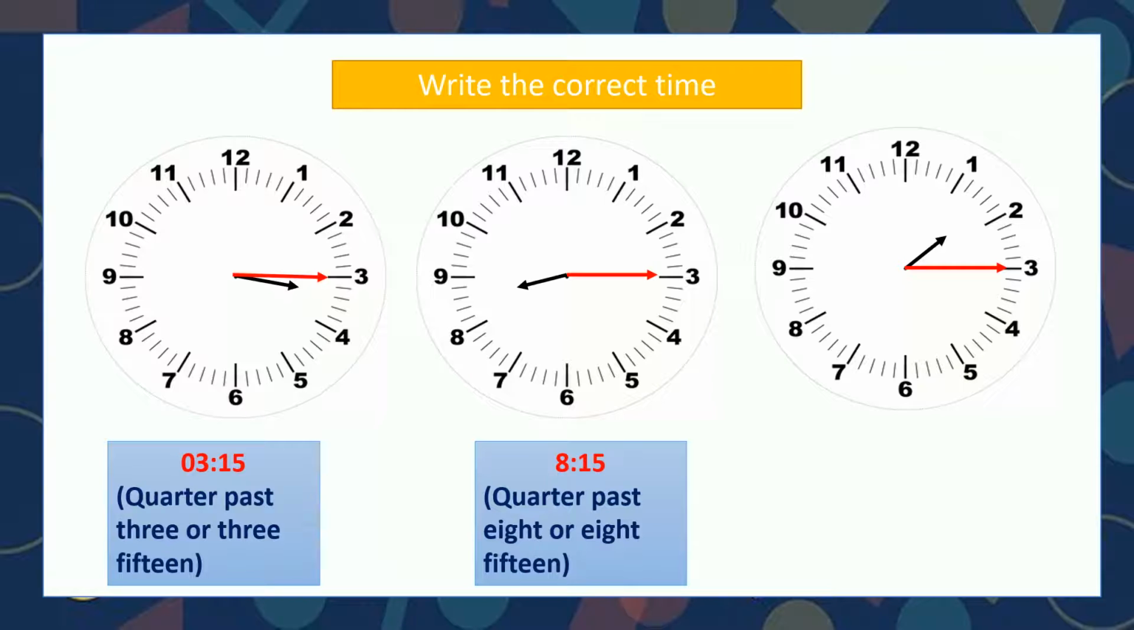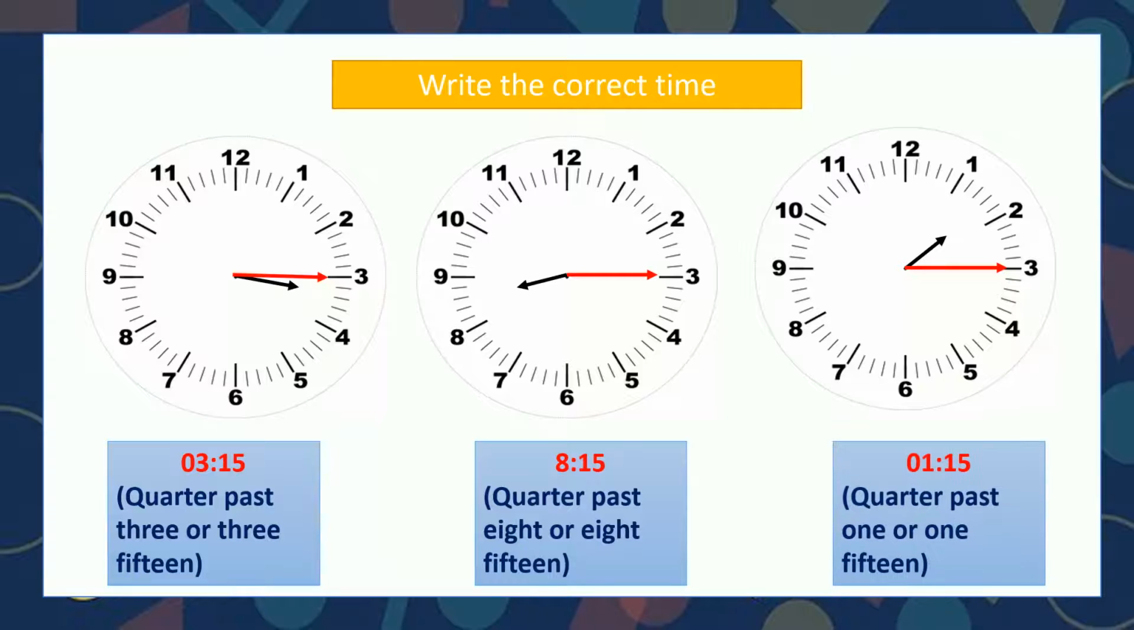The third clock shows the time 1:15. The hour hand is between 1 and 2 and the minute hand is at 3. So the time is read as 1:15 or 15 minutes past 1, that is quarter past 1.